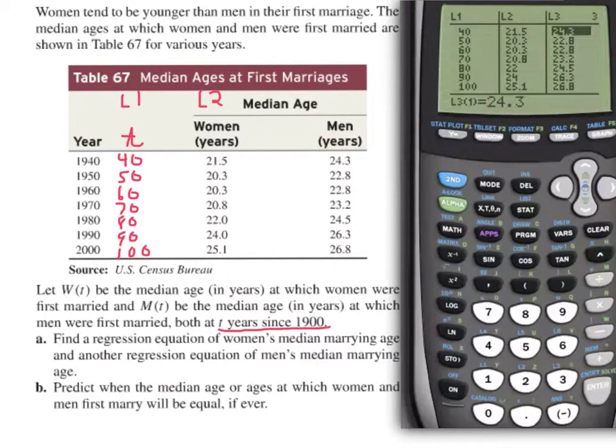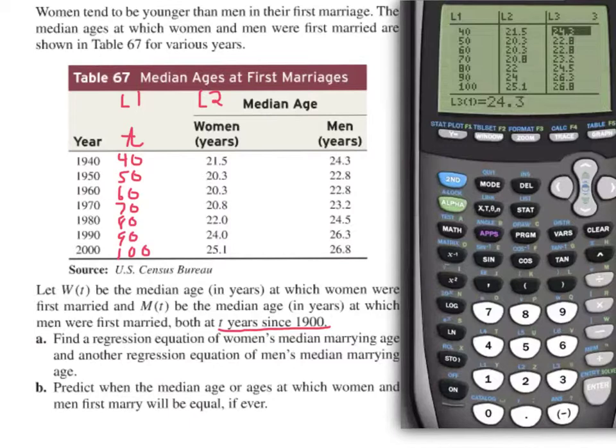Okay, so now we have to do the same thing for the men's data. As you can see, I've put the men's ages into L3, and I would like to make my calculator add that scatter plot in and keep the other one. The way we can do that is by using statplot2 for the men's data.